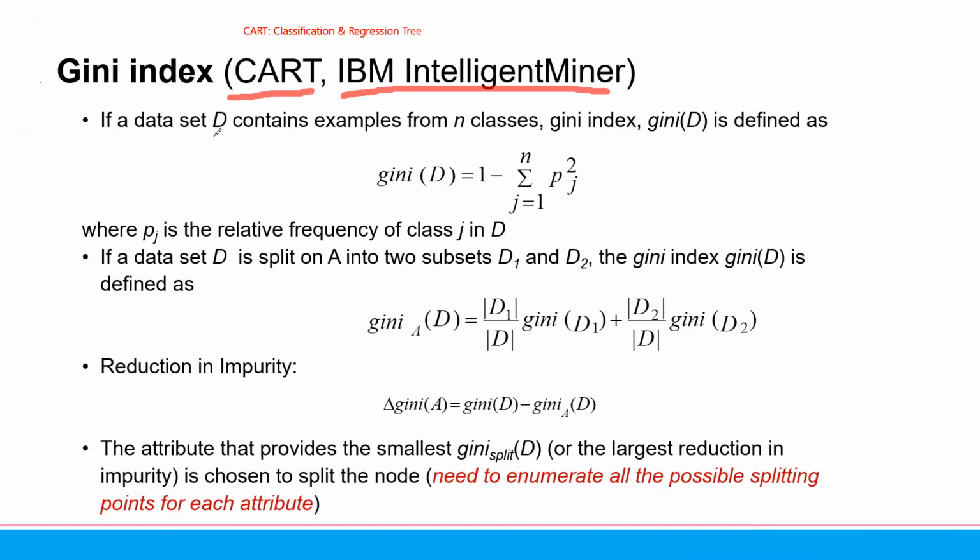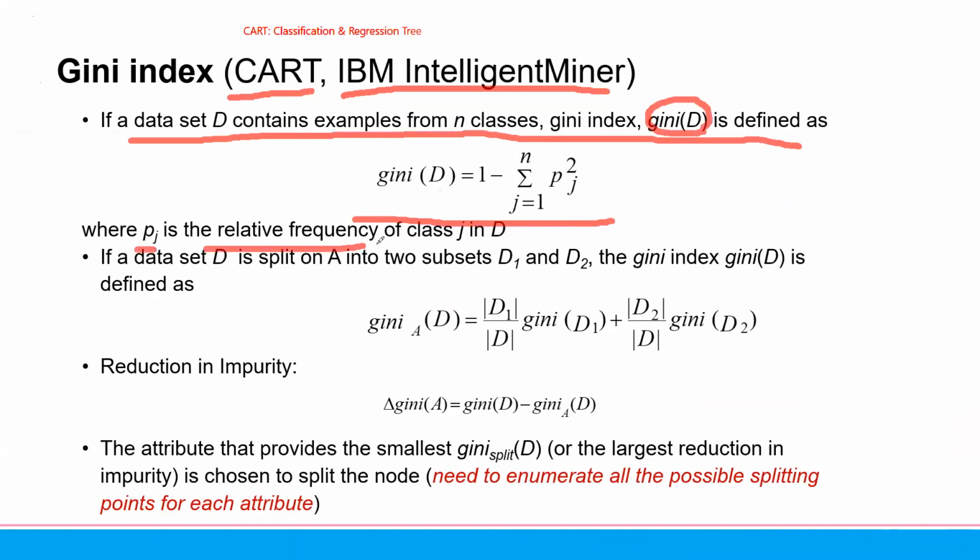Okay. Now we can use this simple Gini index just based on the probability. We have a data set D containing examples from n classes, and we can use the Gini index, or Gini(D). It is defined by this formula. Pj is the relative frequency of class j in D. D is the data set. So if data set D is split into two subsets, D1 and D2, the Gini index will be something like this one.